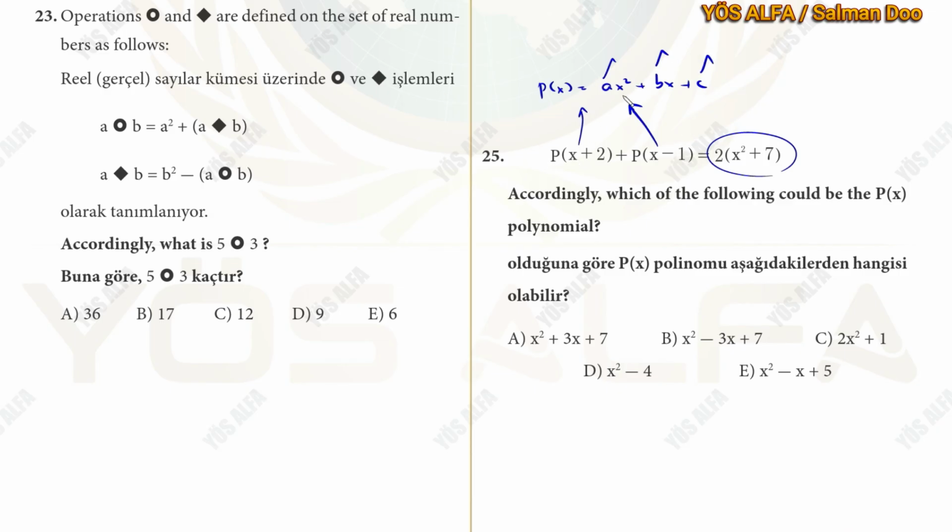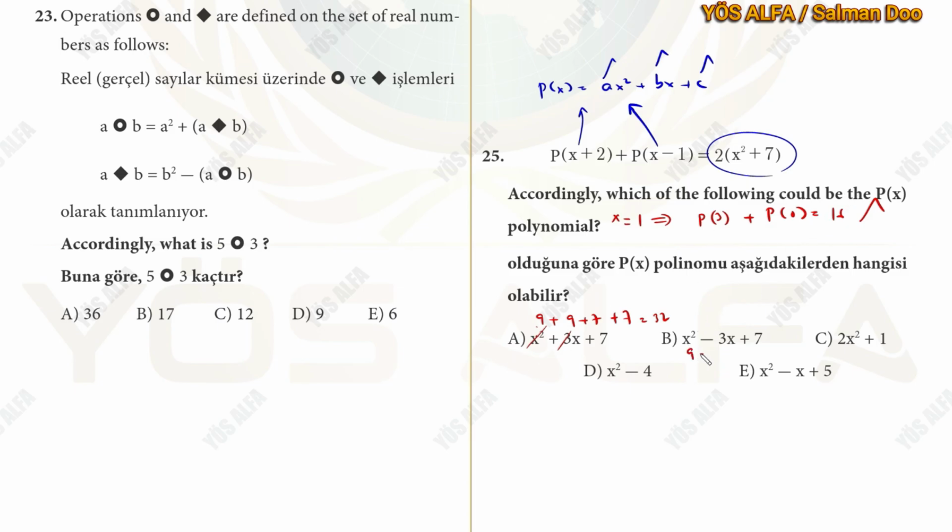I can just assume x as any value. For the sake of simplicity, let me use x is equal to 1. So we have p of 3 plus p of 0 is equal to p of 1 plus 7 is 8. 8 times 2 is 16. I'll check which one of the following is 16 by using p of 3 and p of 0. So from choice A, p of 3 is 3 squared plus 3 times 3 plus 7 plus p of 0 is 7. The summation of all these terms gives us 32, which is not equal to 16, so that's not the answer. Let's continue with choice B.